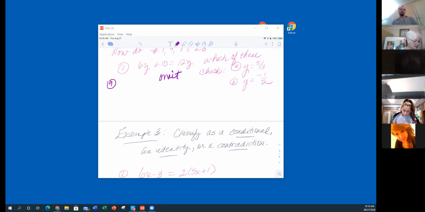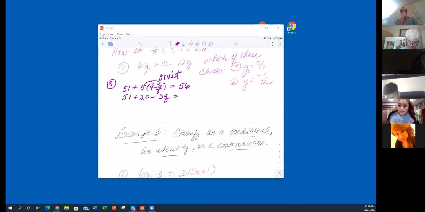Okay, so number 9, we have 51 plus 5 times 4 minus q equals 56. So what would the first thing be that I would do on this problem? You move over the 5, which is called distributing. Yeah, that's right. We're going to distribute the 5. So that's going to give me 51 plus 20 minus 5q equals 56. Now what?